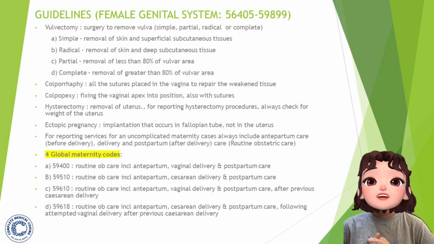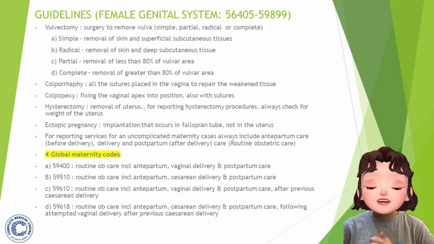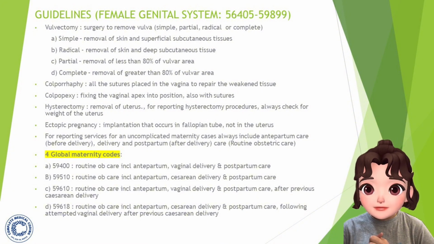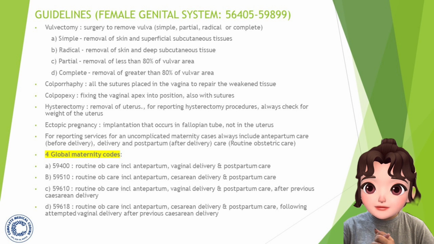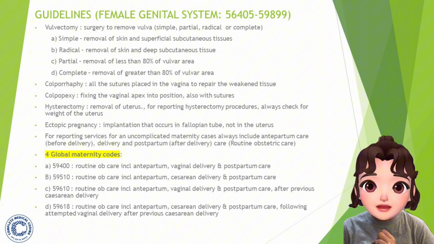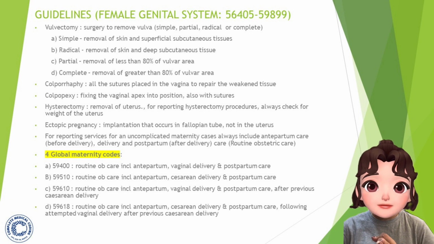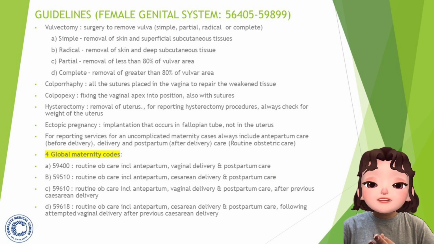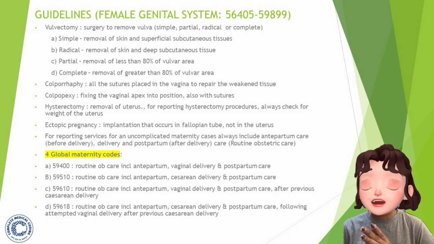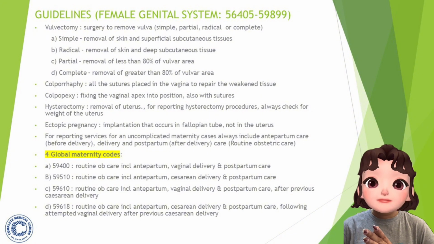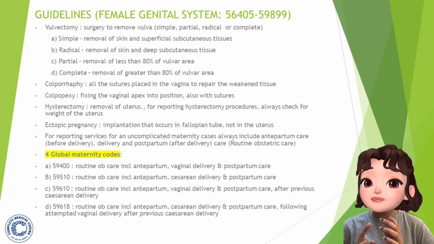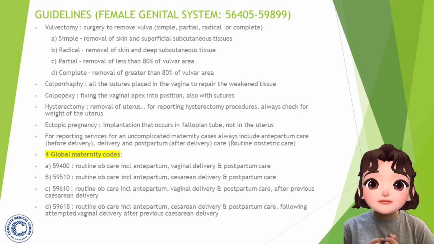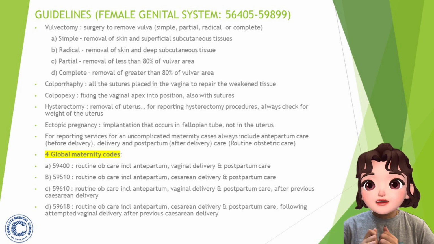Okay. Now another important set of maternity codes. There are 4 global maternity codes: 59400, 59510, 59610 and 59618. These 4 codes are very, very important, because if you get a question from any of these maternity codes, it will be a little confusing. You need to identify first what is exactly happening in the procedure. Okay, let's move on to the codes.